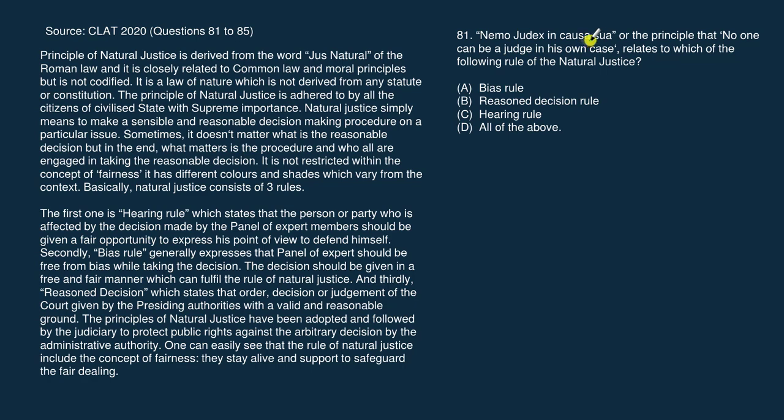Nemo iudex in causa sua, or the principle that no one can be a judge in his own cause, relates to which of the following? So no one, for my own cause, can be a judge. I cannot be hearing my own cases. Ladies and gentlemen, that would basically be biasness, right? Which is the bias rule. It is not a reasoned decision rule, nor is it a hearing rule. Therefore, it's not all of the above. It's biasness. So you should avoid biasness. The panel should be free from bias while taking the decision. So if I am the judge of my own case, then there is biasness.